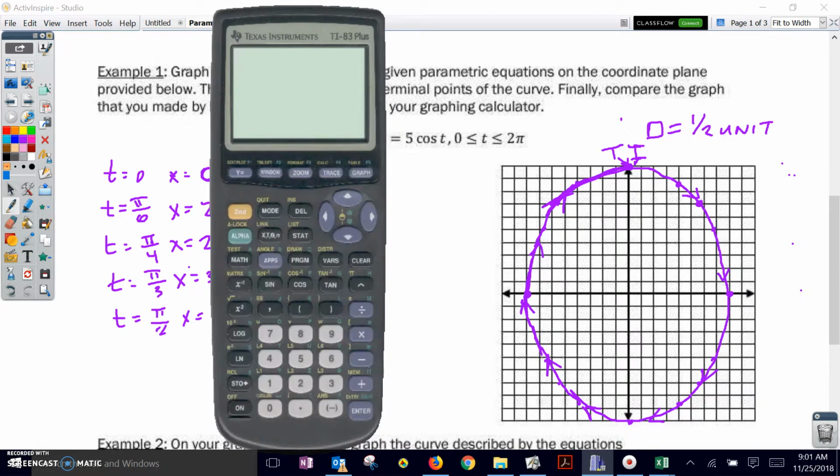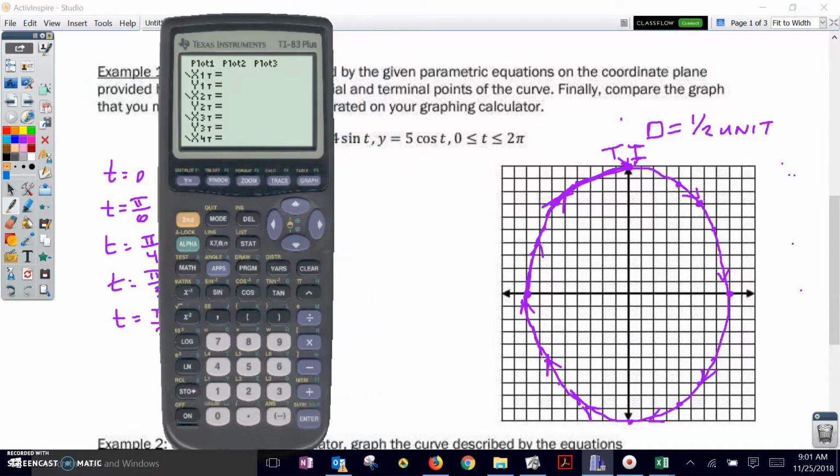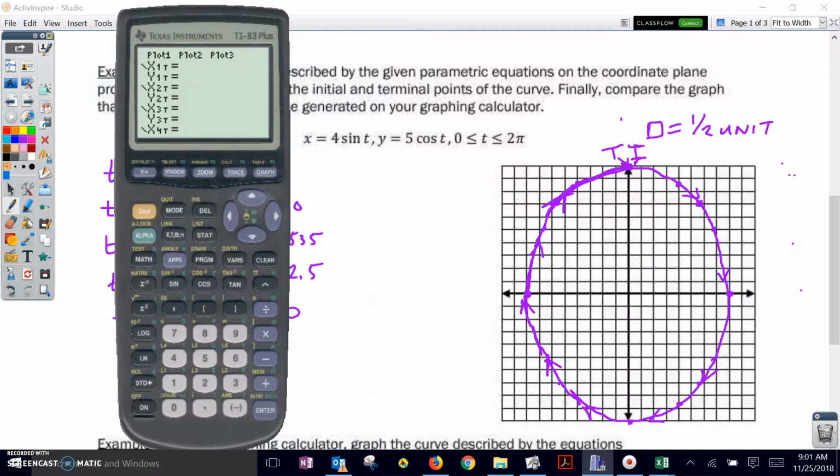In order to do that, I'm going to change modes. Down here, instead of function, I'm going to go to parametric mode. And when I do that, it lets me input the x and y functions. We've got 4 sine of t and 5 cosine of t. And then I'm going to manipulate my window a little bit here.